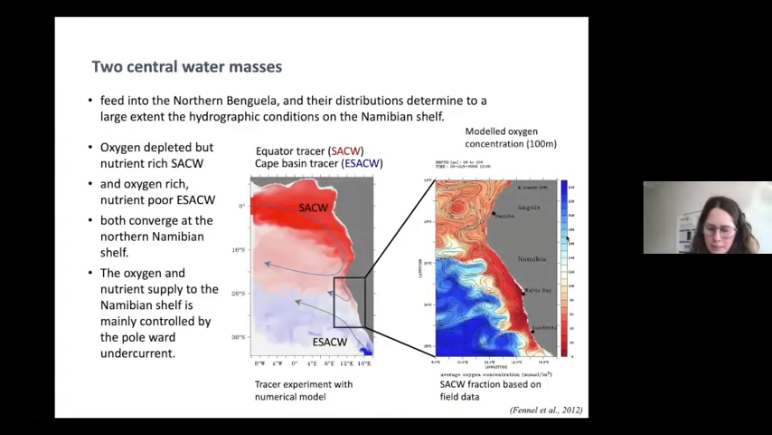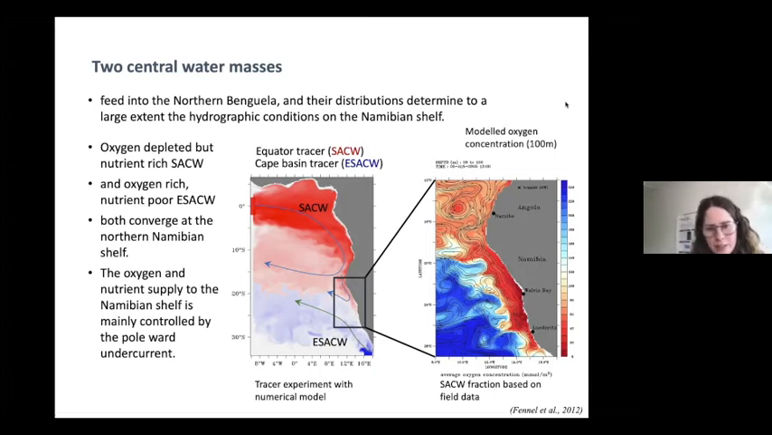So this region is very complex when we talk about the oceanography, but we can simplify it by mentioning two central water masses that make a big influence on the biogeochemical processes that we find in this area, and also the chemical composition. So the first water mass, the one you see here in this map, is the South Atlantic Central Water in red.